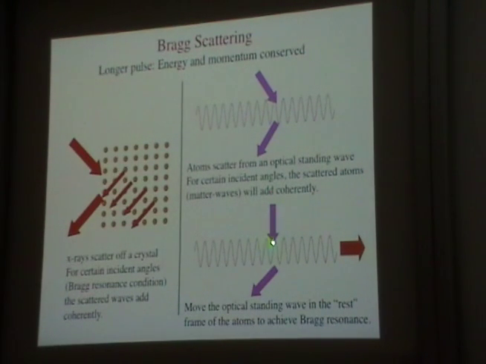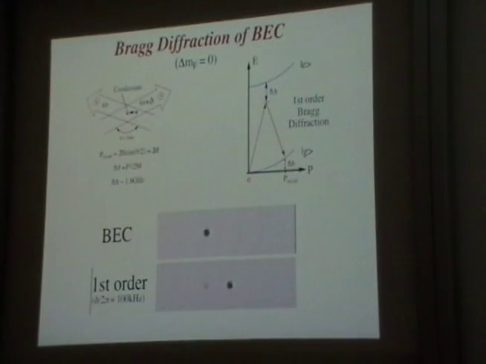In practice, your BEC is at rest, so you don't actually come in at some incident momentum or incident angle. Instead, what you do is move the standing wave with respect to the atoms, so that from the reference frame of the standing wave, it looks like the atoms are coming in with some net velocity or net momentum. The way you actually implement this is you use a pair of laser beams with a relative detuning between them, so you create a standing wave that's moving because of the relative detuning.